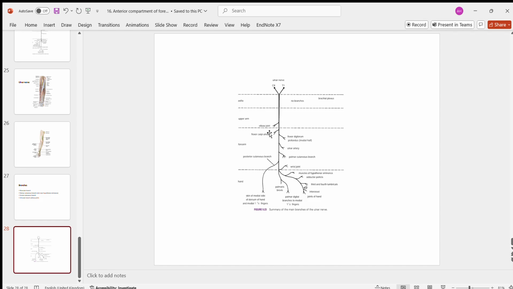Then it supplies the flexor carpi ulnaris and medial half of flexor digitorum profundus. Partly gives supply to the ulnar artery as well, and then it supplies wrist joint, and then the remaining supply is to the medial 1.5 fingers and palm of the hand, and likewise the medial 1.5 fingers and dorsum of the hand. So this is all about the anterior compartment of forearm.